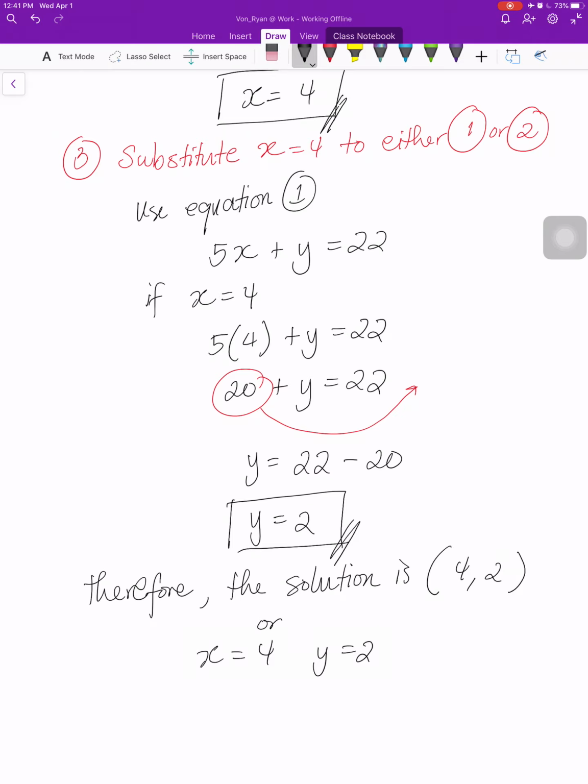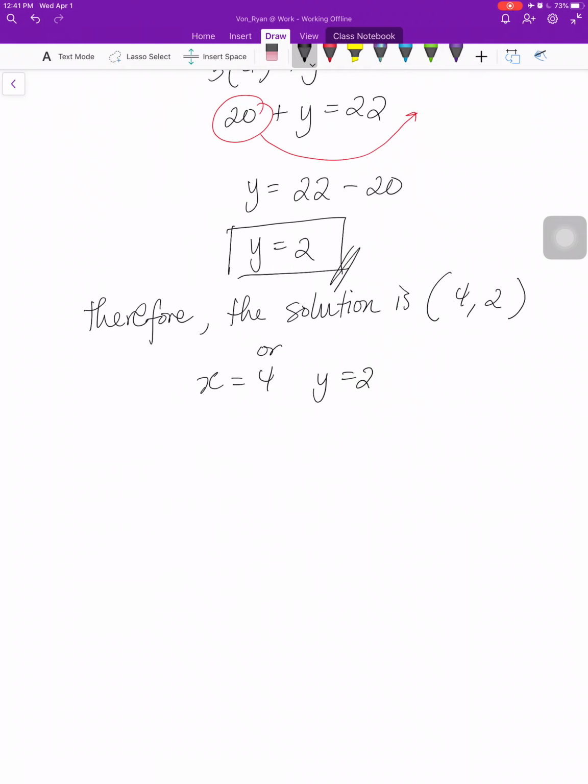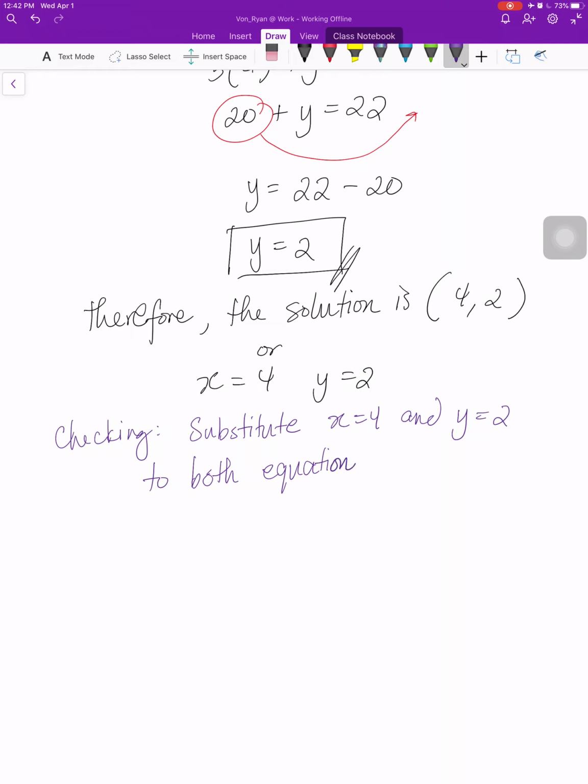Now you want to be sure that that's correct, so you perform a check. How do we do that? We substitute x equals 4 and y equals 2 into both equations to see if they satisfy both of them.